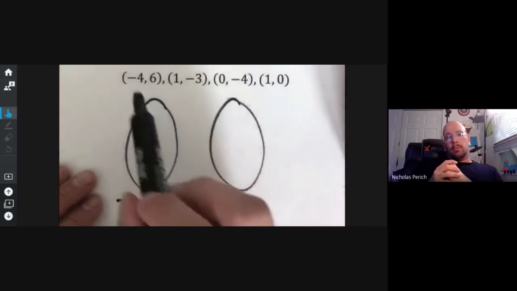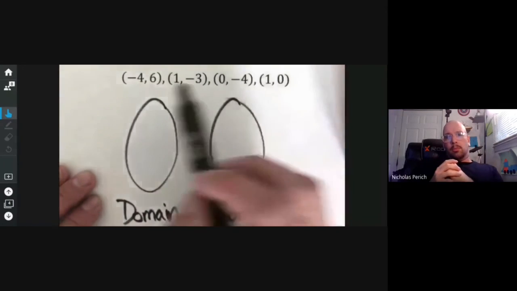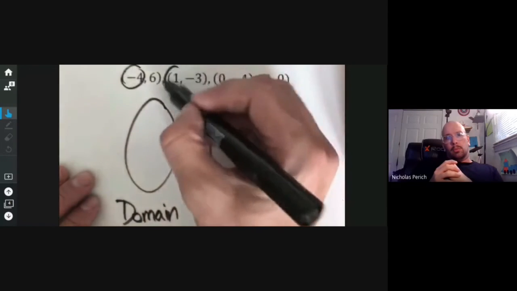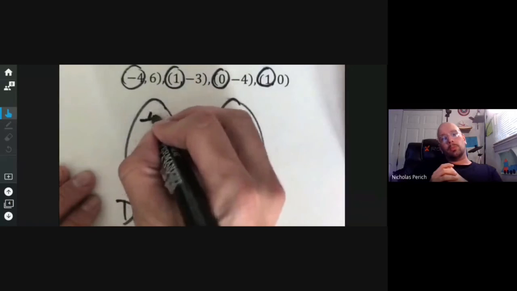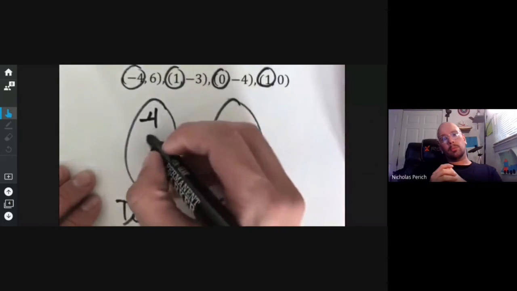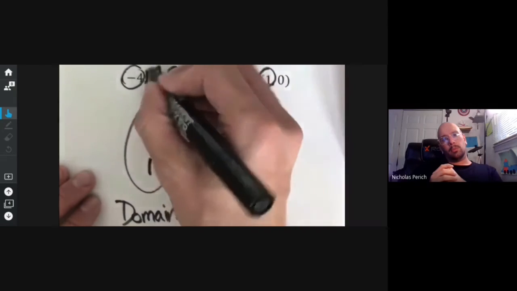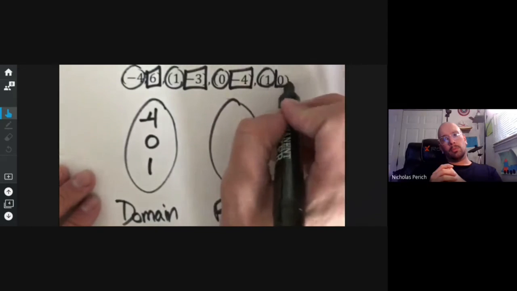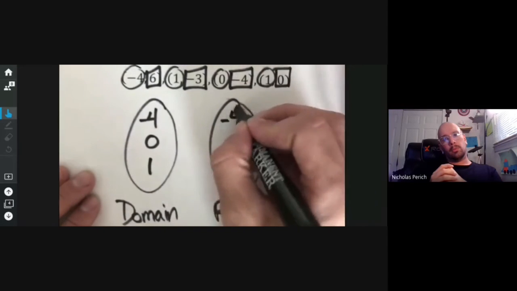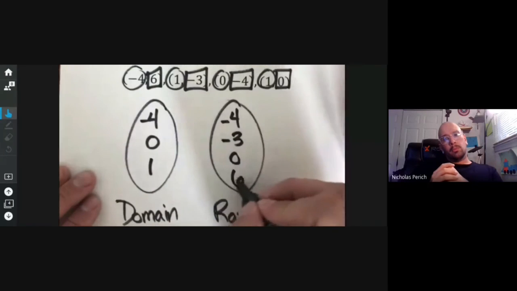So my points are (-4, 6), (1, -3), (0, -4), (1, 0). Your domain are going to be your x values in order. So I have a -4, which is my smallest number. I have a 1, a 0, and a 1. So I'm going to write out 0 and 1, and I'm not going to write out the 1 twice. My range are the y values, 6, -3, -4, and 0. So the smallest of those is -4, then -3, then 0, then 6.